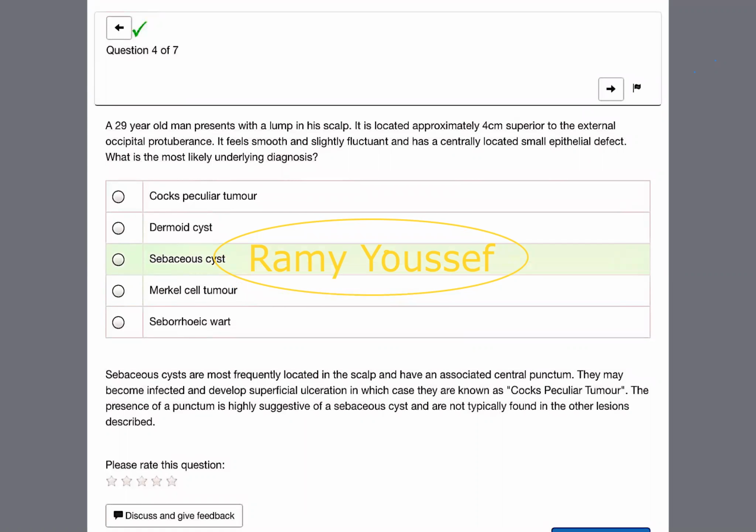So the punctum is very pathognomonic for sebaceous cyst, and it is eccentric and sometimes dark in color, or sometimes just an epithelial defect. Eccentric, it is not central. So this is the sebaceous cyst of the scalp, very common in the scalp.